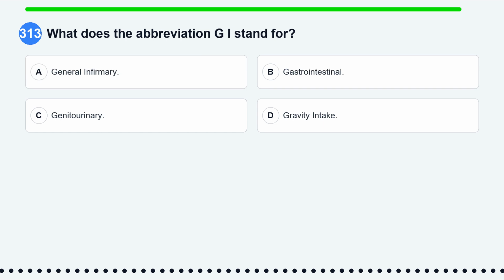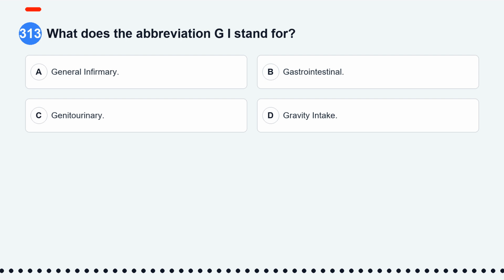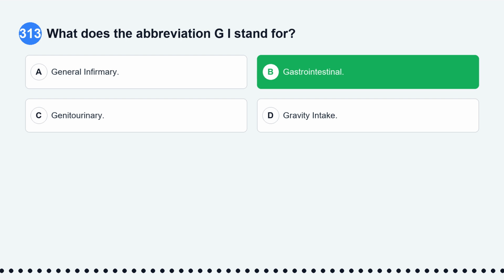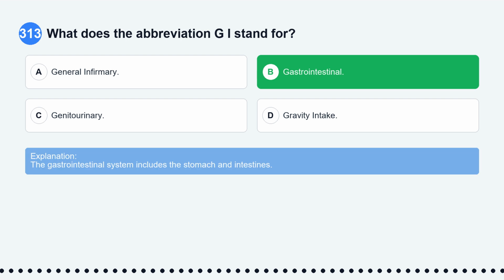Question 313. What does the abbreviation GI stand for? Option A, general infirmary. Option B, gastrointestinal. Option C, genitourinary. Option D, gravity intake. The correct answer is option B, gastrointestinal. The gastrointestinal system includes the stomach and intestines.